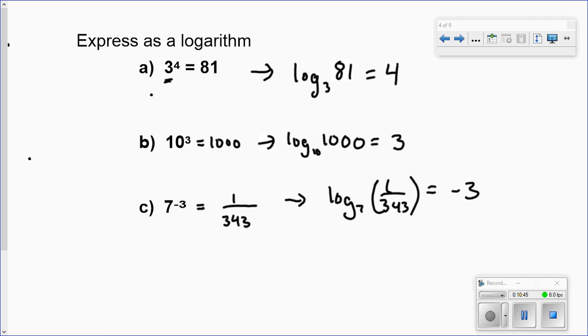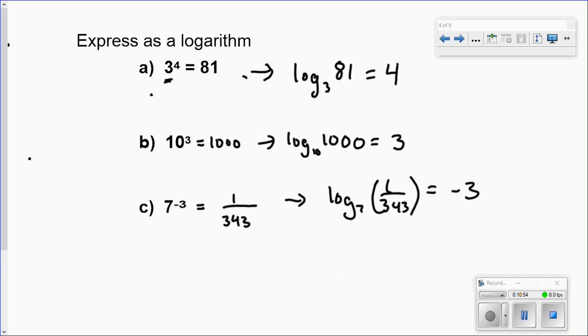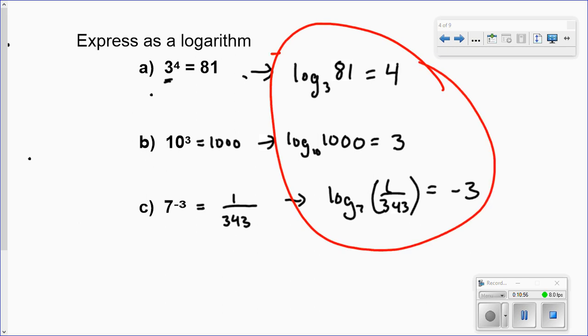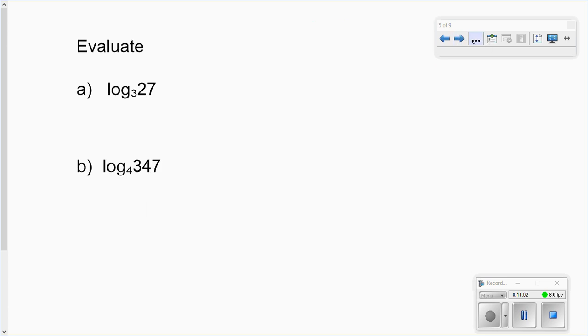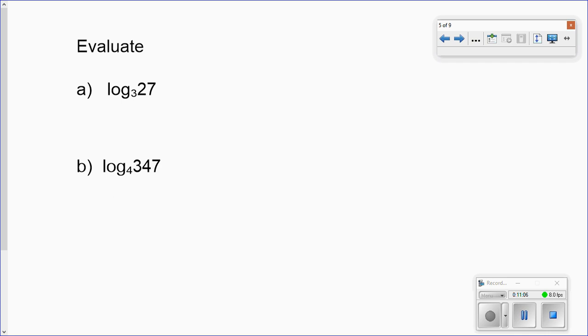You'll be asked to do this, and you'll be asked to go the reverse. You'll be asked, given the logarithm, can you write it as a power? And that's a pretty common question when we talk about logarithms. Okay, let's do the next one here. Can I evaluate this? Certainly I can. Here's the easiest way to do this.